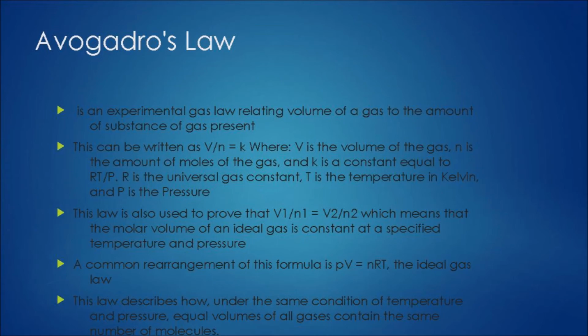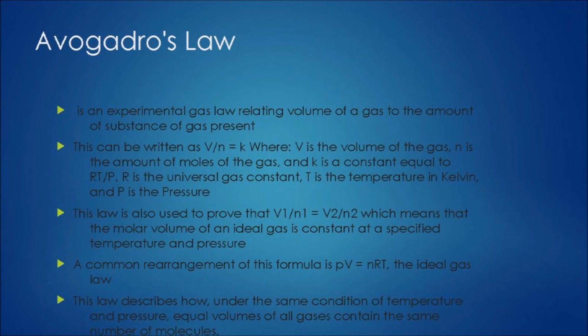This law is used to prove that V1 over N1 equals V2 over N2, volume 1 divided by the number of moles in the first gas is equal to the volume of the second gas divided by the number of moles in that gas, which means that the molar volume of an ideal gas is constant at a specified temperature and pressure. A common rearrangement of this formula is PV equals nRT, which you might recognize as the ideal gas law.